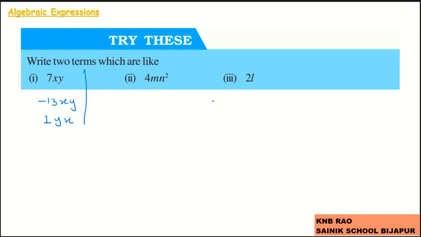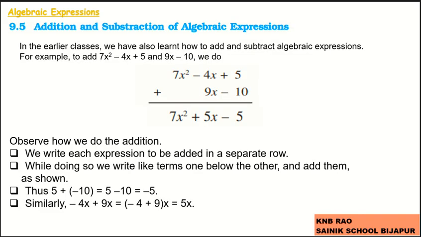Now children, let us go for one more important topic called addition and subtraction of algebraic expressions. See children, here I am showing you the concept straight from the textbook. In earlier classes we have also learnt how to add and subtract algebraic expressions. Here I have given an example. One algebraic expression is 7x square minus 4x plus 5. Another algebraic expression is 9x minus 10.